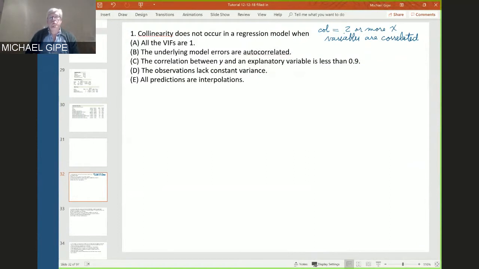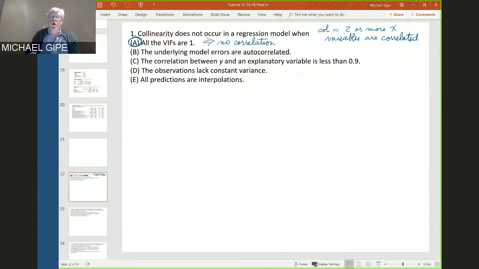All VIFs were 1. Remember, if you go back to that formula, a VIF of 1 means there is no correlation. So if all of the VIFs, variance inflation factors, are 1, then there's no collinearity. Pretty clear. How about the underlying?